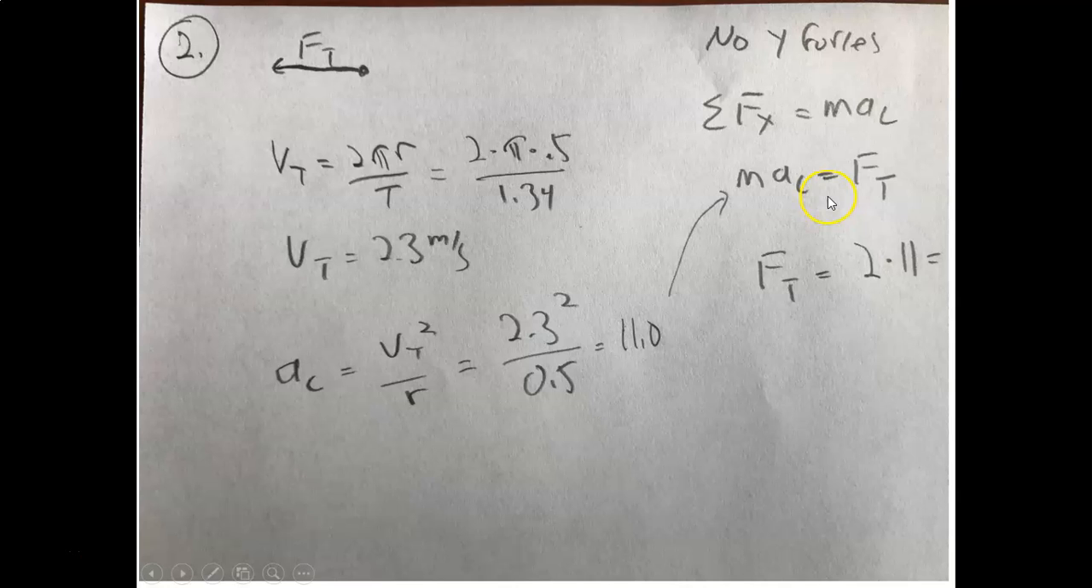So mass times acceleration equals the force of tension. The force of tension is equal to the mass, which was 2 kilograms, times the centripetal acceleration, which was 11, and that gives us 22 newtons. So any questions? Okay, no questions.